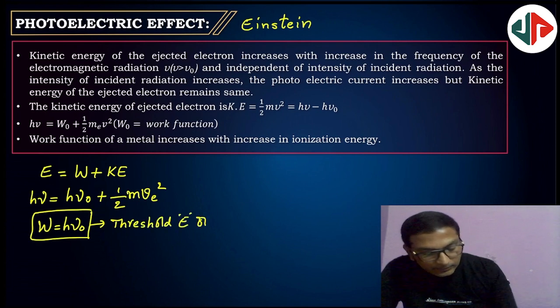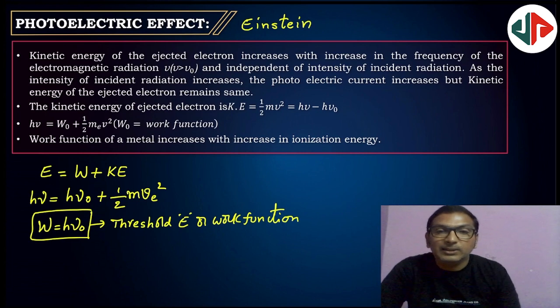Threshold energy or work function, which can be defined as the minimum amount of energy required for ejection of electrons from a metal surface. So E is the energy of incident light, W is the work function or threshold energy, the minimum amount of energy which is supplied to the metal for the ejection of electrons, or energy absorbed by the metal. The remaining amount of energy supplied to the electron is in the form of kinetic energy.